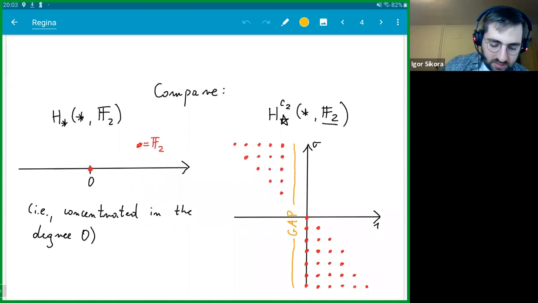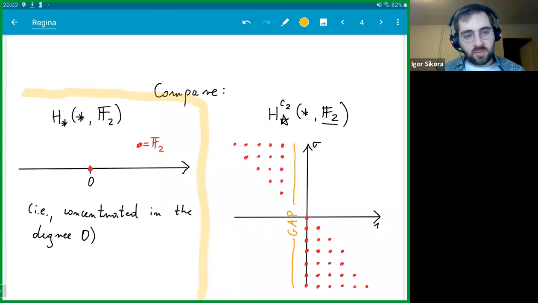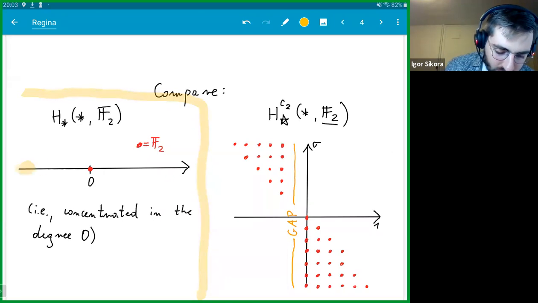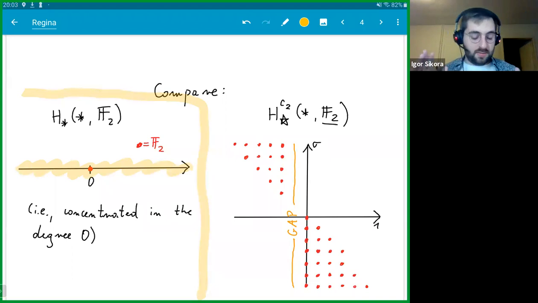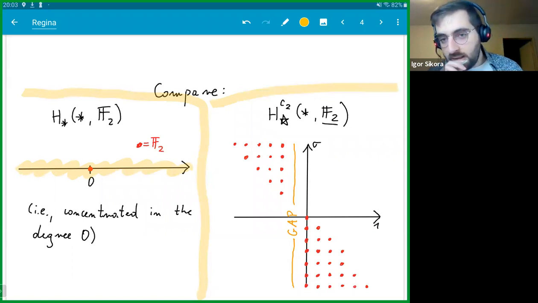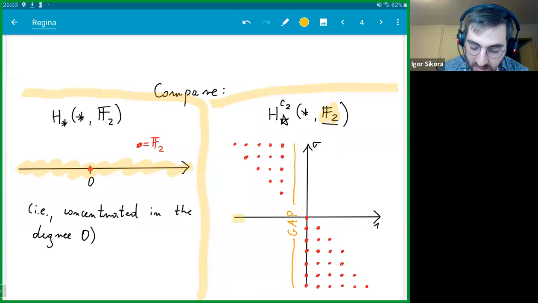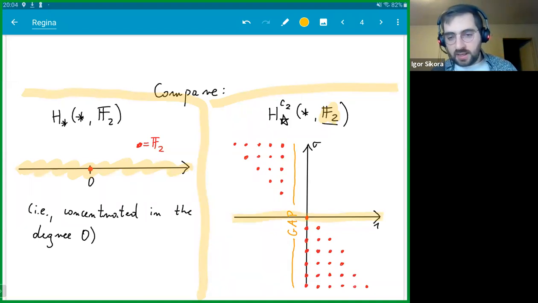On the left-hand side, we have just the non-equivariant homology of a point with coefficients in F2. I depicted it on a real line, but of course it is graded over integers, and it is concentrated in degree 0. However, on the right-hand side, we have the C2 equivariant homology of a point with an equivariant analog of the field with two elements. As you can see, on the horizontal line we have the same picture as in the non-equivariant homology, but if we leave the vertical line, there are plenty of dots appearing over here. So we cannot say anymore that the homology is concentrated in degree 0, and it turns out that this homology actually needs to be computed.